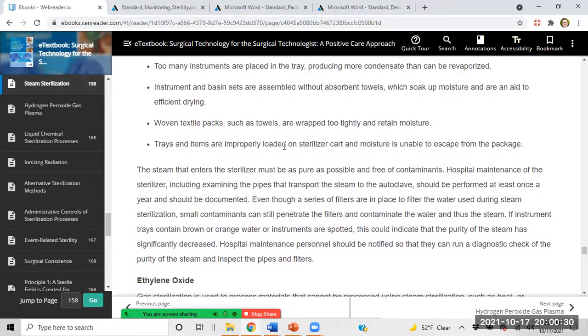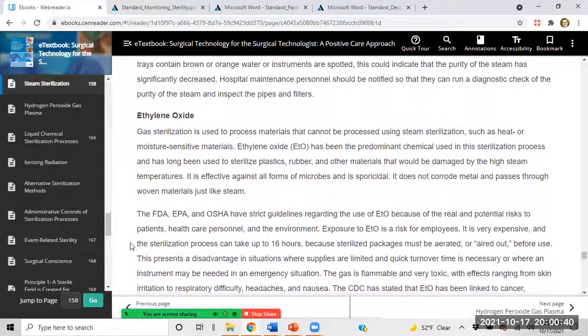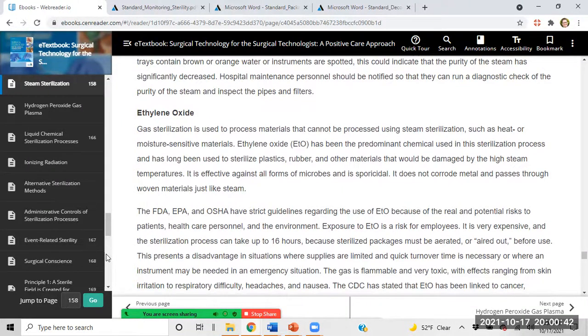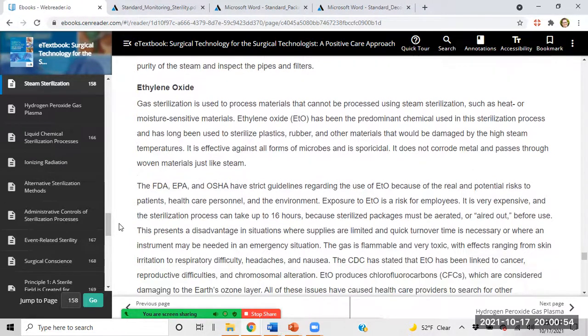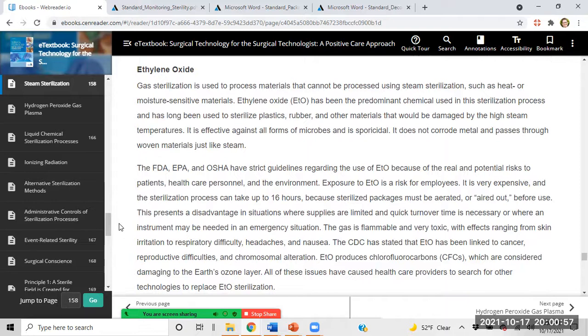And things that are improperly loaded on a sterilizer cart means moisture is going to collect in the package and not be able to escape. So gas sterilization, of course, ethylene oxide is the primary chemical used in this process, and it's effective against all forms of microbes and is sporicidal.